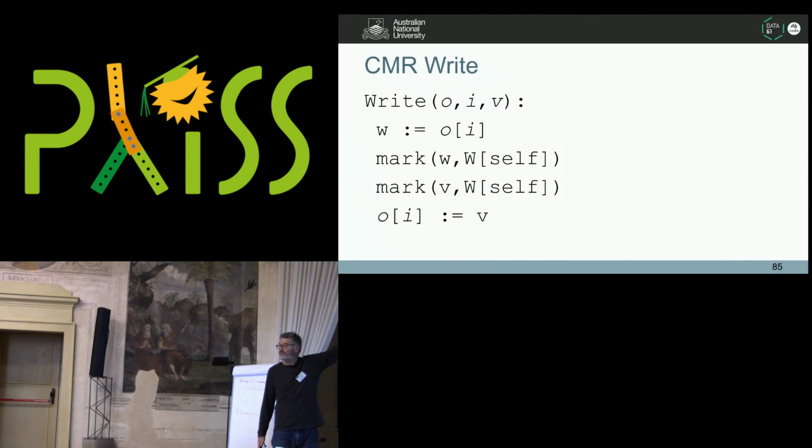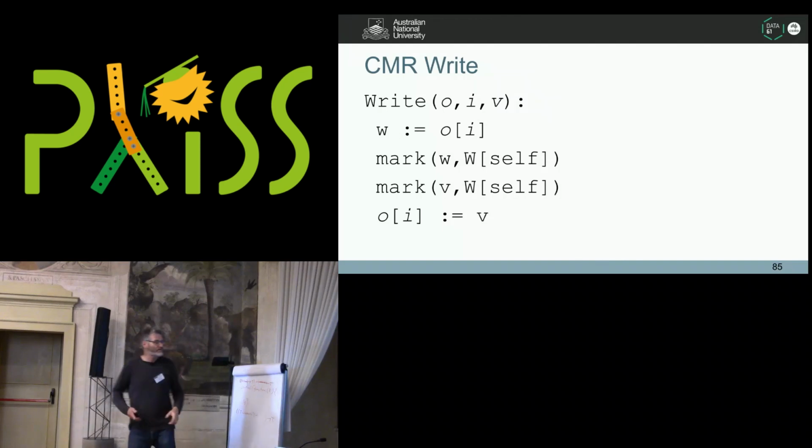And that's the reference that's about to be deleted. We're going to mark that reference, effectively making it gray and putting it on our list. We're also going to take the value that we're about to store in the object and we're going to mark that as well. And then we store that value into the slot.